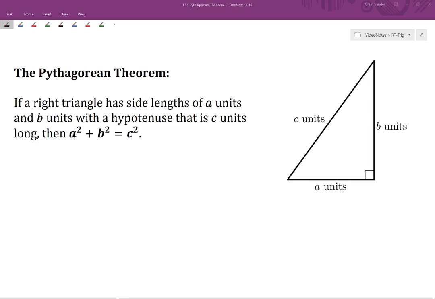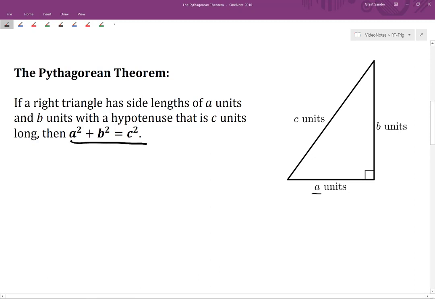In this video, we will look at the Pythagorean theorem and see how we can use it to relate the side lengths of a right triangle. So, if a right triangle has side lengths of a units and b units, with the hypotenuse that is c units long, then a squared plus b squared will always be equal to c squared.